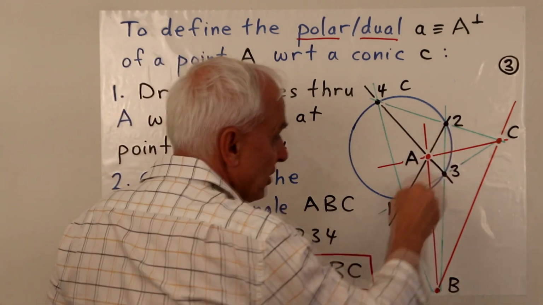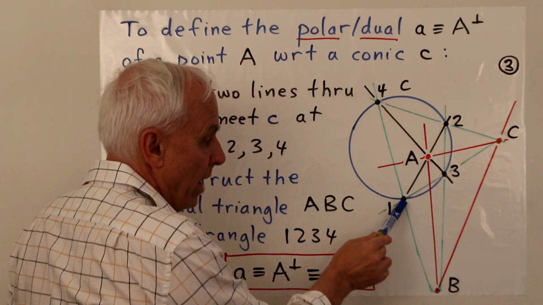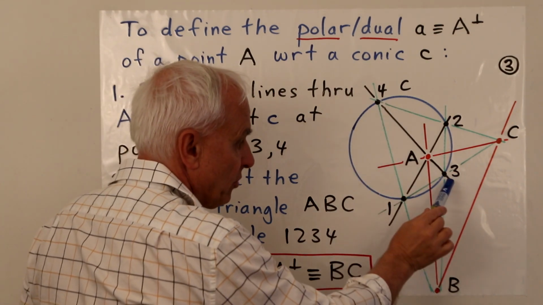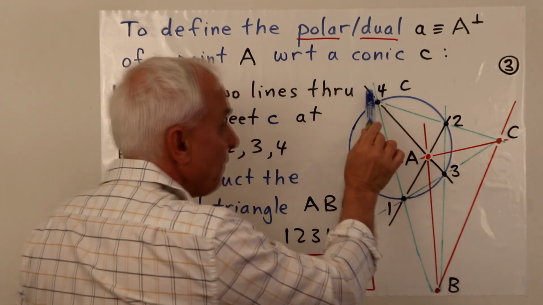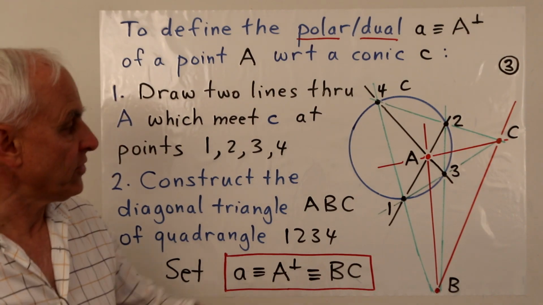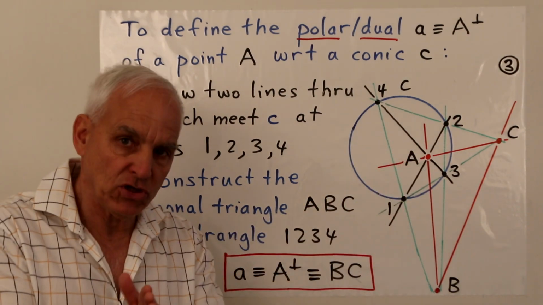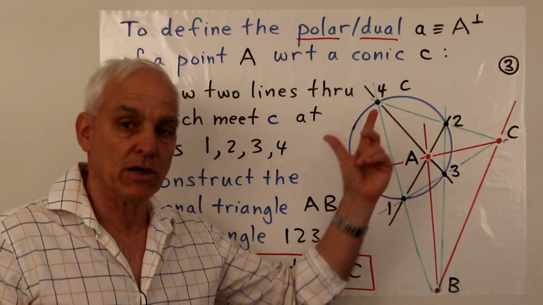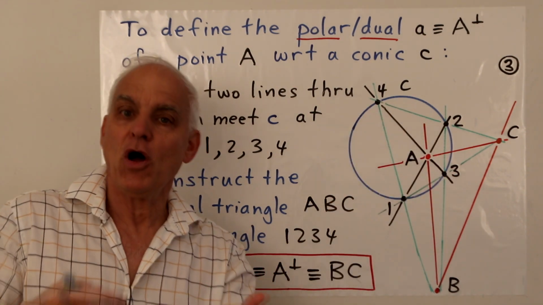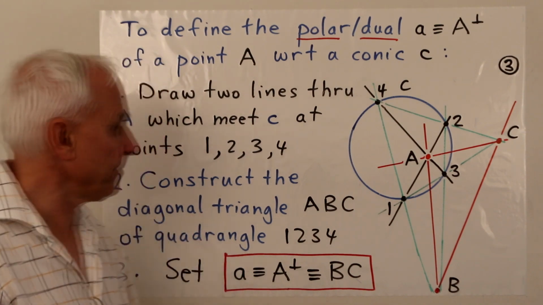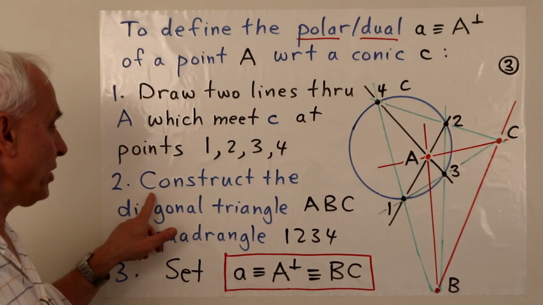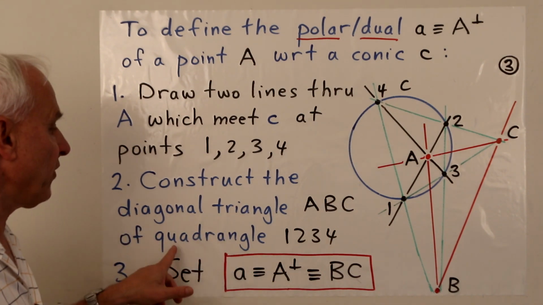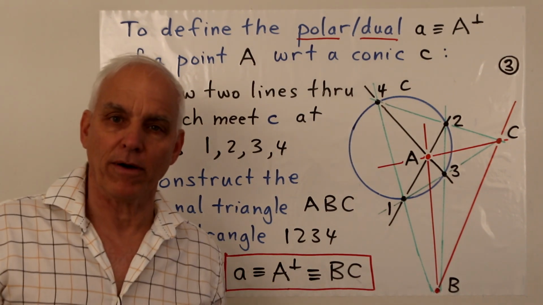This line here meets the conic at 2 points, which we'll call 1 and 2. And this line here meets the conic in 2 points, which we'll call 3 and 4. So we've started with a point A, and then we've chosen two lines, and now we have obtained these 4 points forming a quadrangle on the conic. Now what we do, we construct the diagonal triangle ABC of this quadrangle 1, 2, 3, 4.